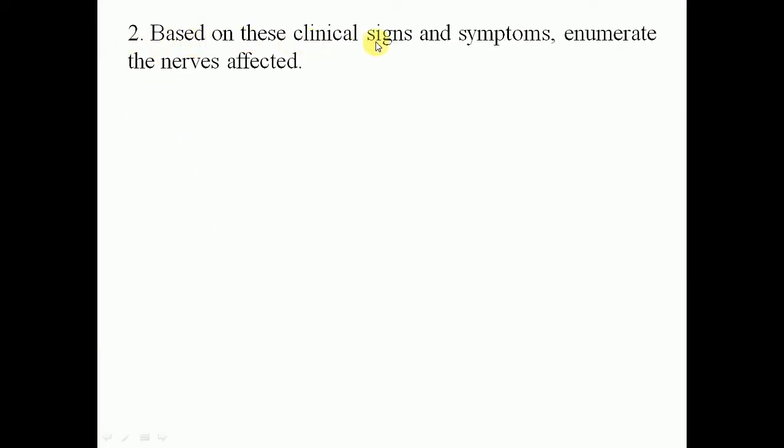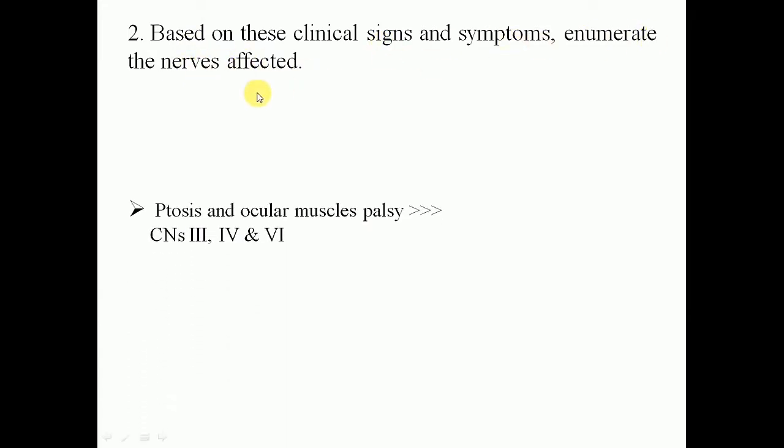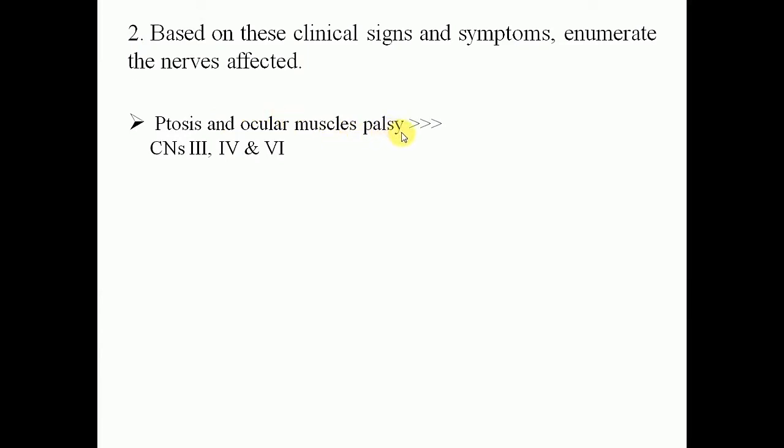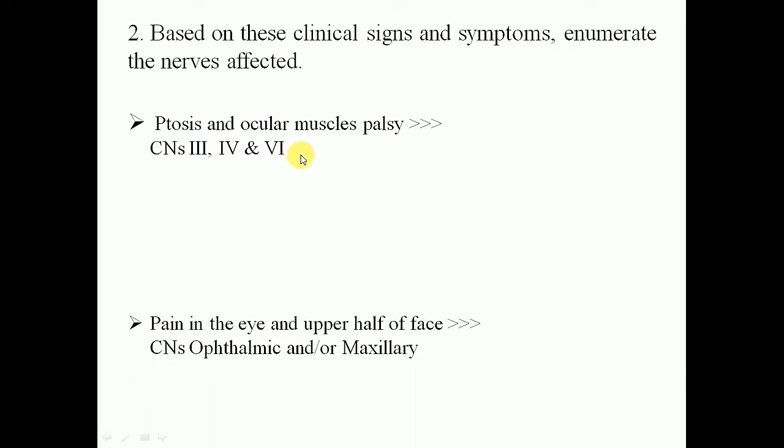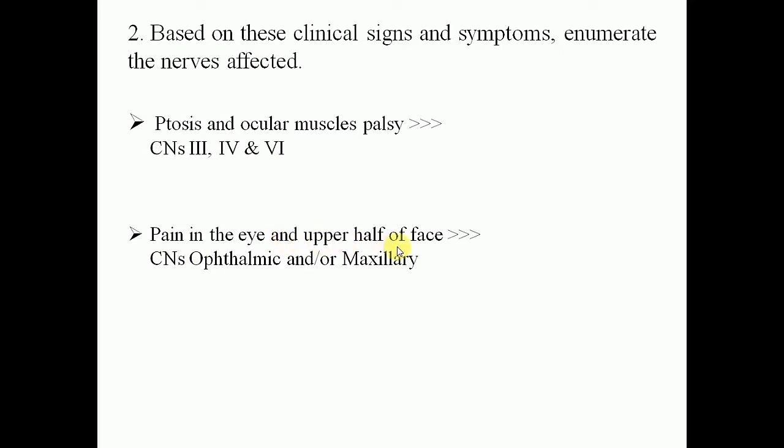Question 2. Based on these clinical signs and symptoms, enumerate the nerves affected. So the ptosis and ocular muscle palsy seen in the patient is due to the involvement of cranial nerves 3, 4 and 6, which are oculomotor, trochlear and abducens nerves respectively. Pain in the eye and upper half of face is because of the involvement of the ophthalmic and or maxillary divisions of the trigeminal nerve, which are the sensory nerves innervating this part of the face.